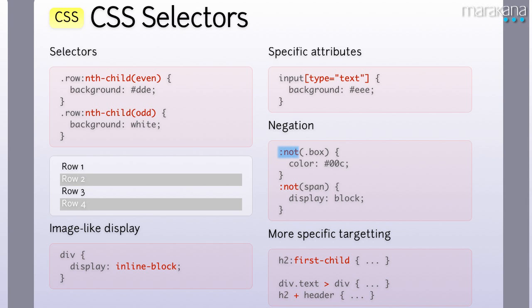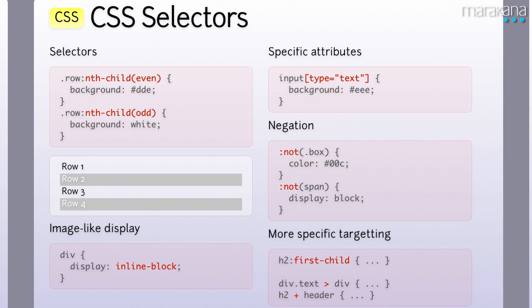Negation, this is interesting. You get a colon not. So we're saying colon not if something has the class name box. Or we're saying if something is not a span. So you can kind of do an inverse. And finally, we can do more specific targeting. We get like colon first child, which would get, let's say we've got a header element.